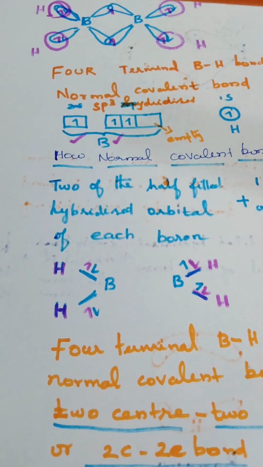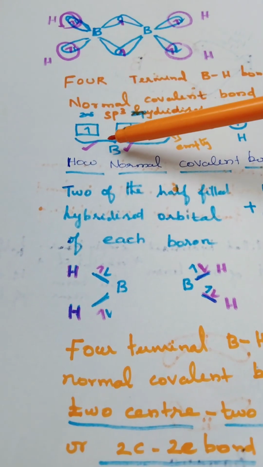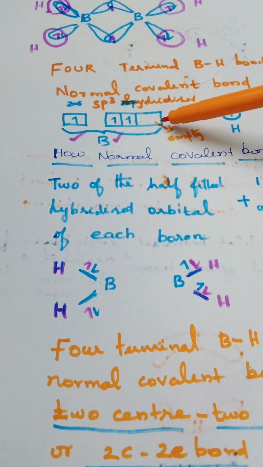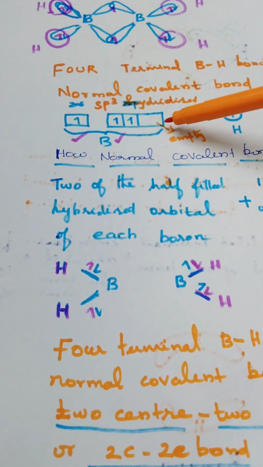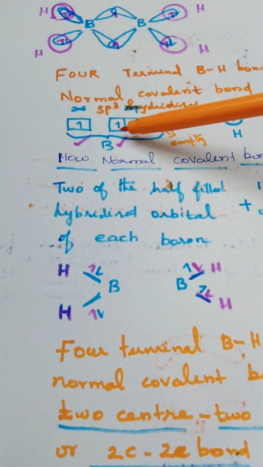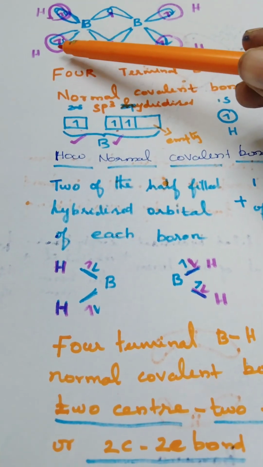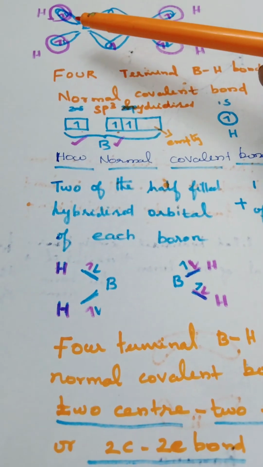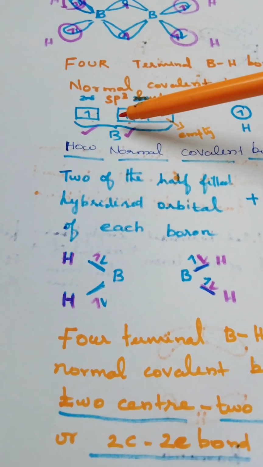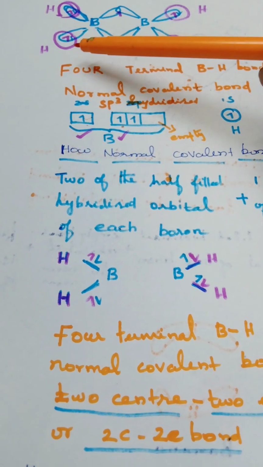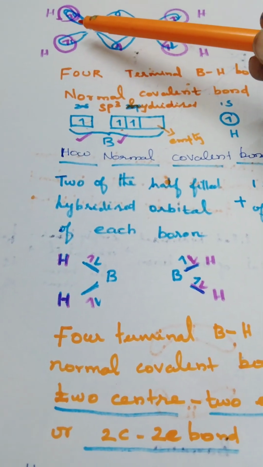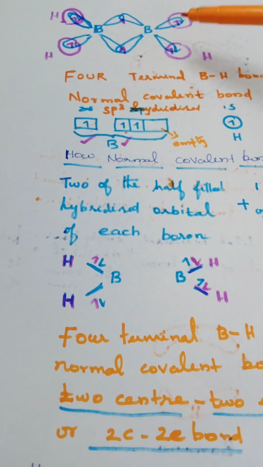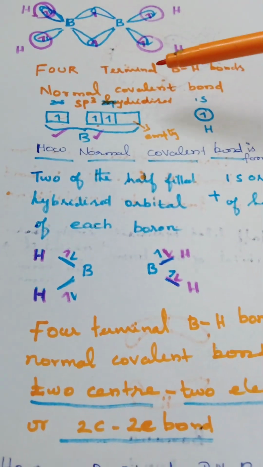There is no problem here. It is normal. That is the hybridization: 4 sp3 hybrid orbitals, and in that, one empty hybrid orbital is present. 2 hybrid orbitals are involved in bond formation with hydrogen atoms. The 1s orbital of hydrogen and 2 of the half-filled hybridized orbitals of boron form normal covalent bonds. 4 terminal normal covalent bonds are present.